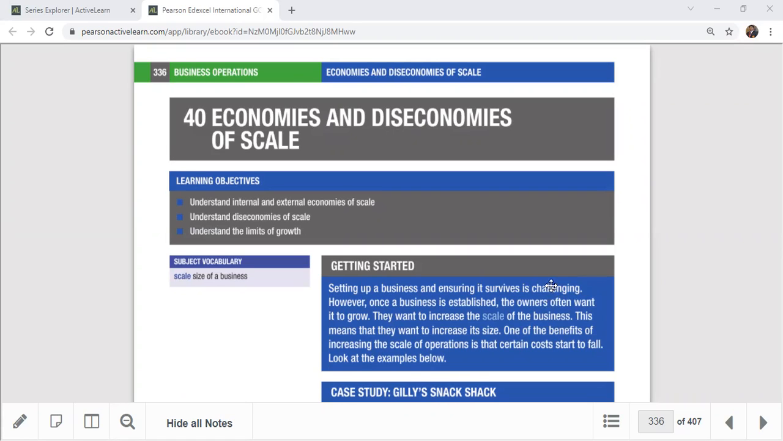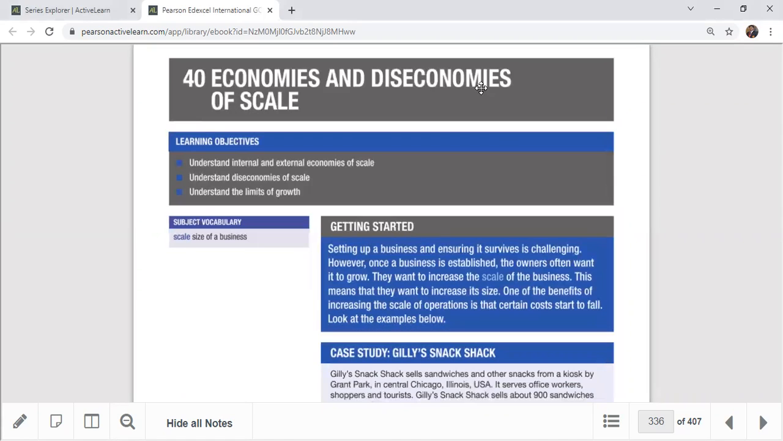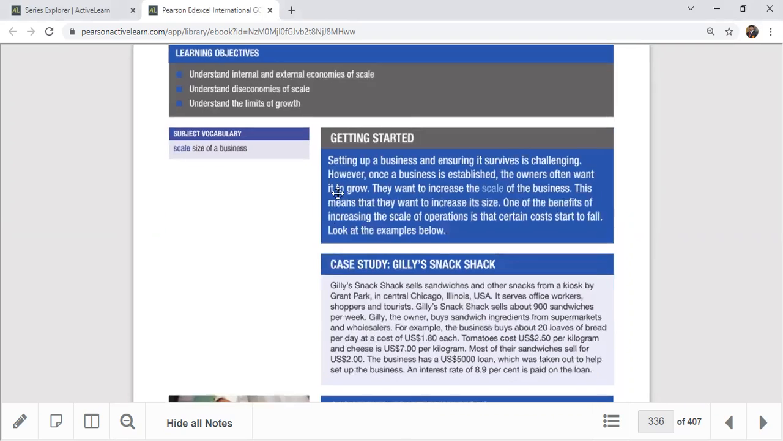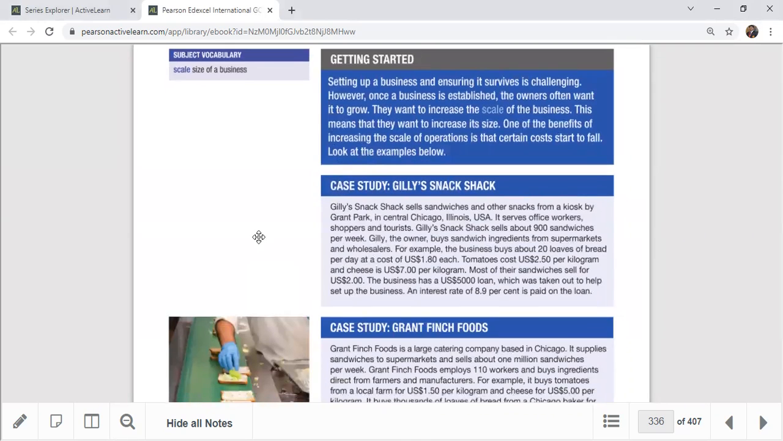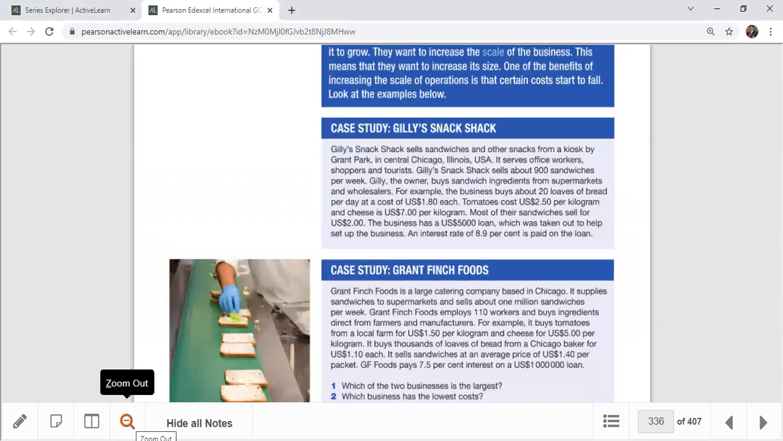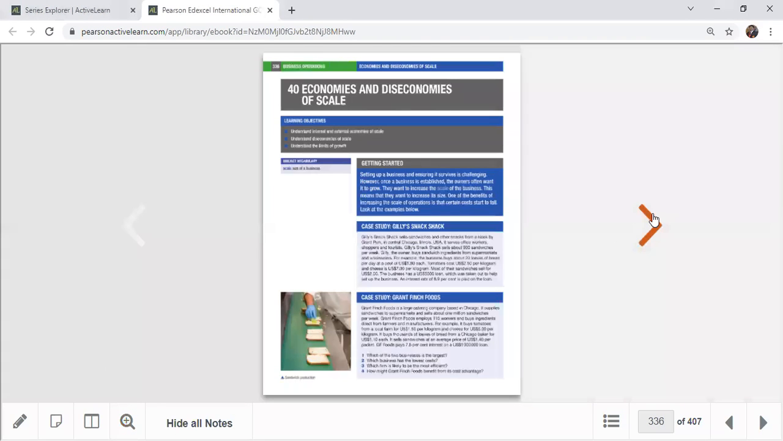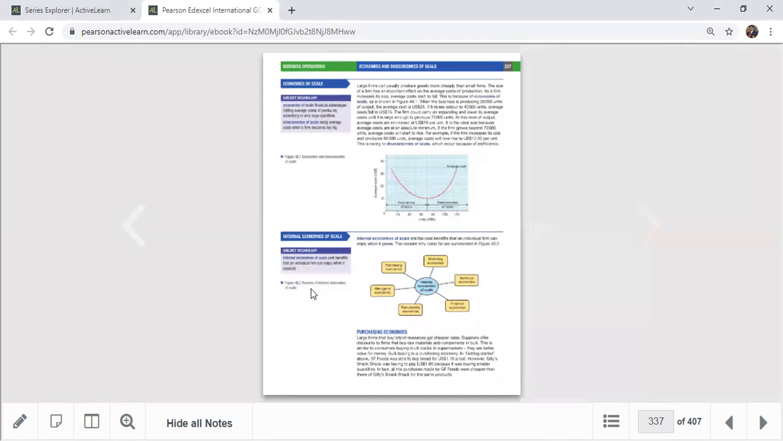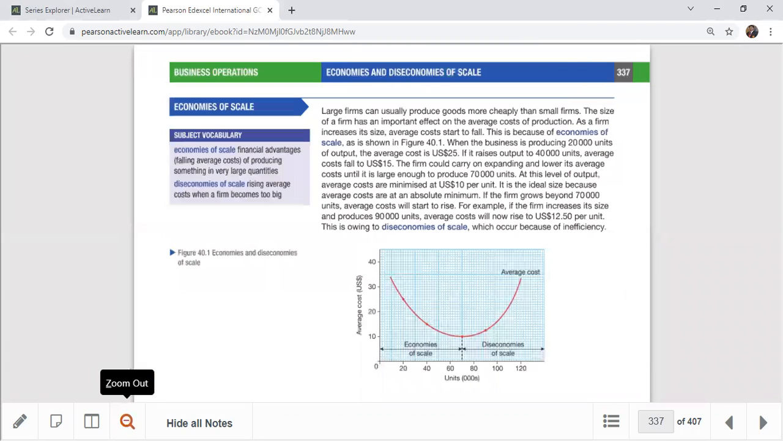So, economies and diseconomies of scale. So far we talked about this case study, the Gillis and the Grant, these two companies, a small business and a large business, and we found out how they actually operate and how, as a large business, they get more benefits. Economies of scale we can define as the financial advantage of a falling average cost of producing something in very large quantities. Diseconomies of scale is the opposite, where there is a rising average cost when a firm becomes too big.